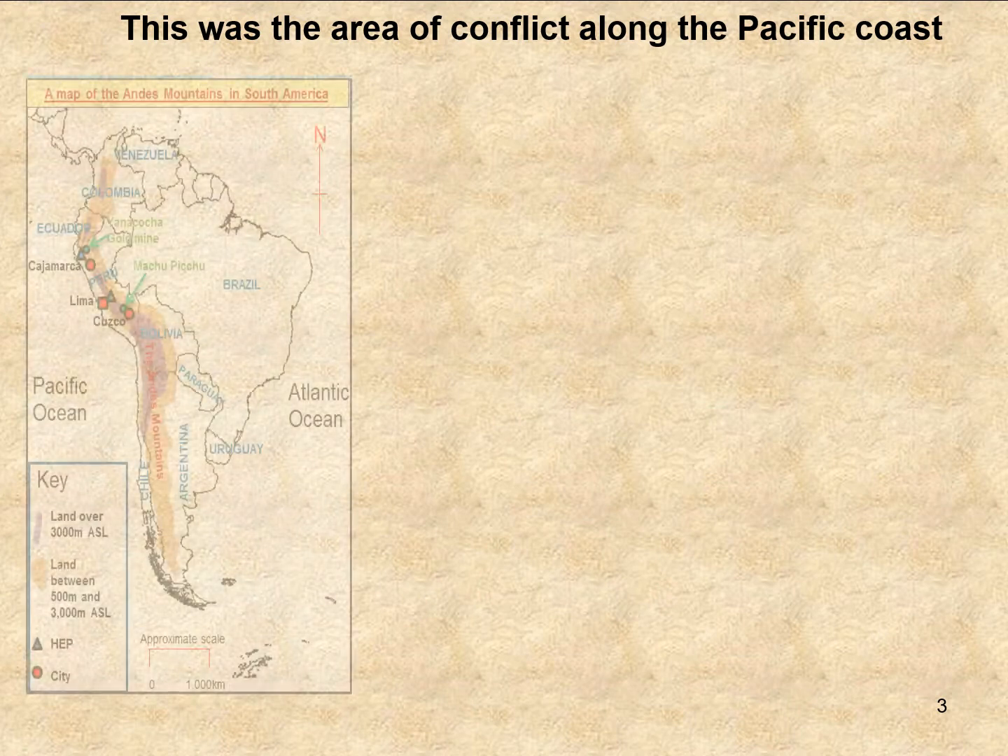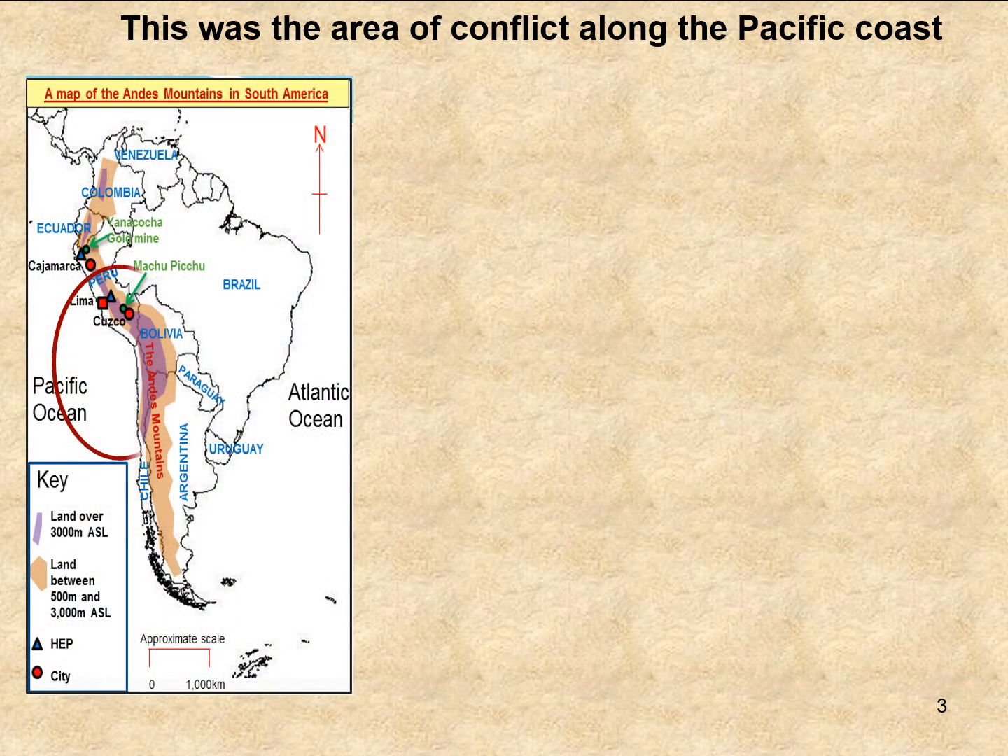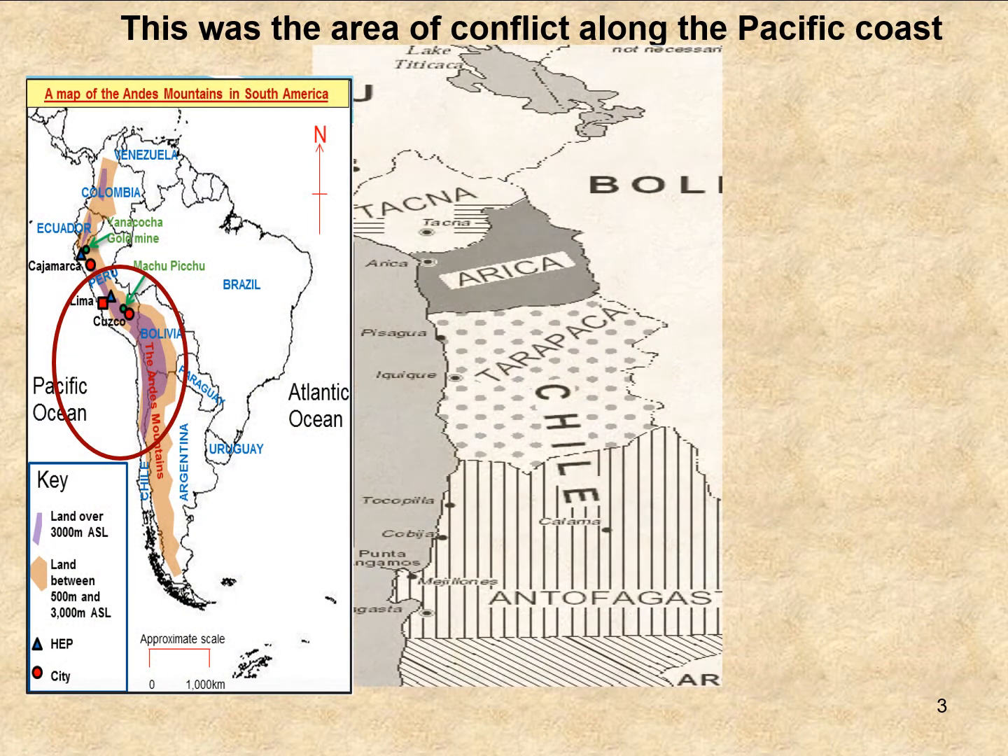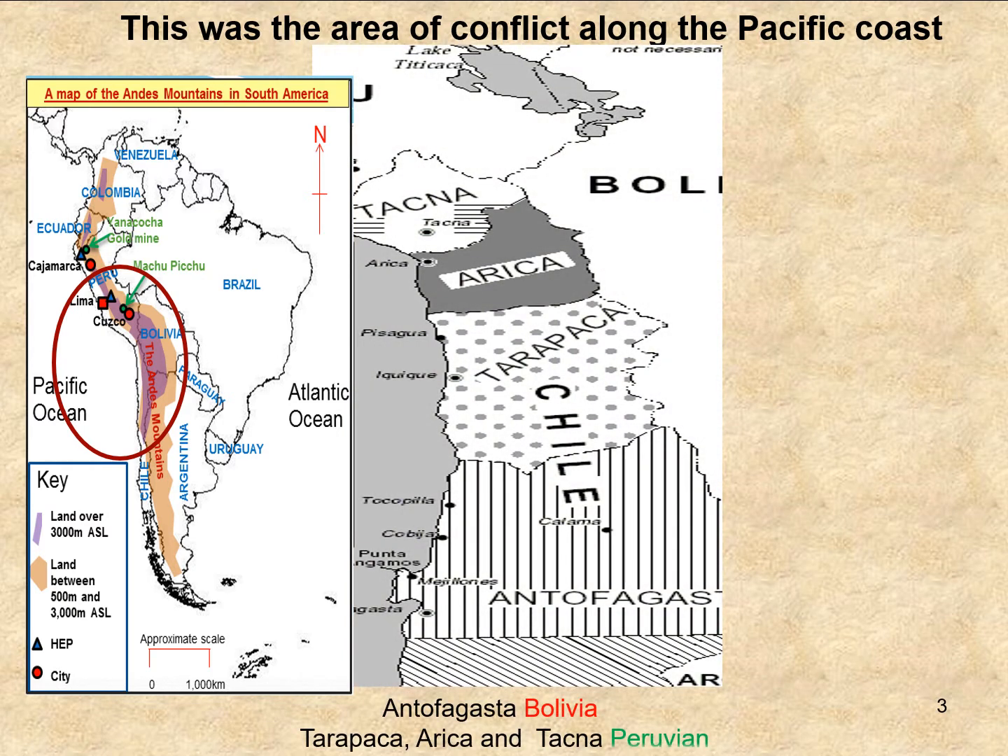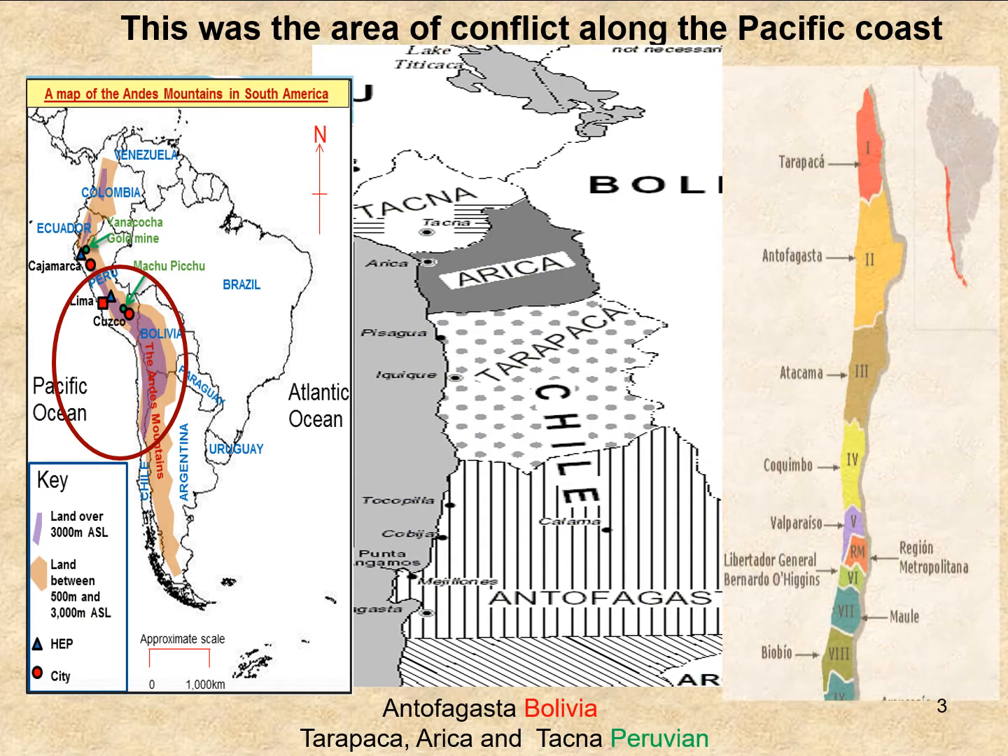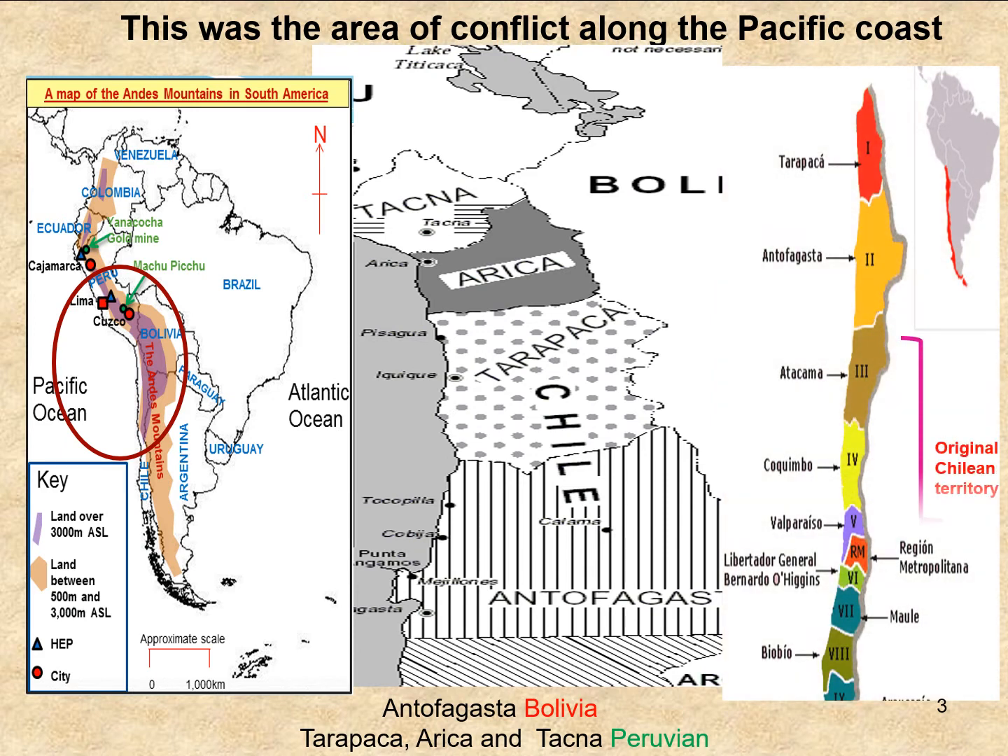The circle in this map shows the area of conflict, and the expanded view shows the Bolivian province of Antofagasta and the Peruvians of Tarapacá, Arica and Tacna. On the right, the elongated actual Chilean territory is composed of pre-war and post-war lands.